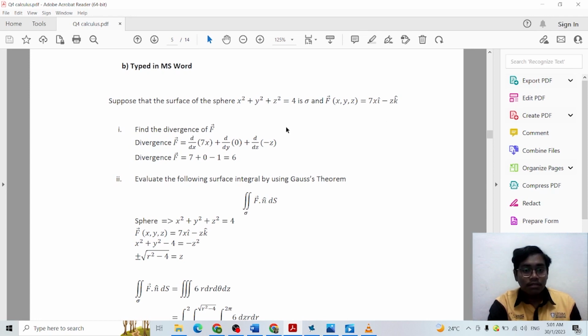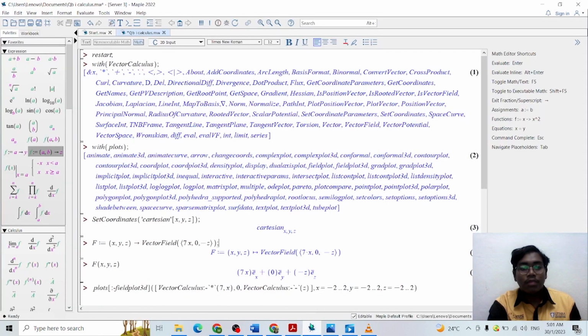Okay, from the manual calculation, the formula that we use is d over dx of 7x plus d over dy of 0 plus d over dz of negative z. The values 7x, 0 and negative z are from the question. So the answer that we get from the manual calculation is 6. So next we will go to Maple.